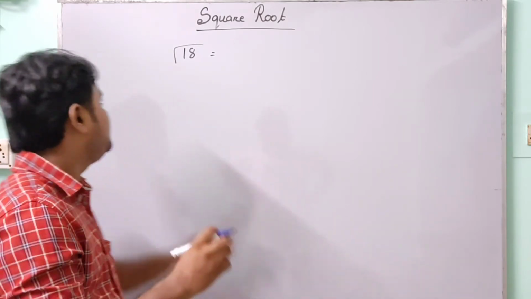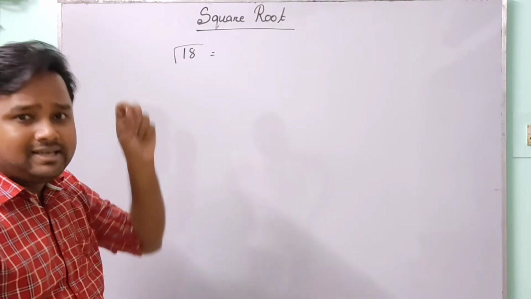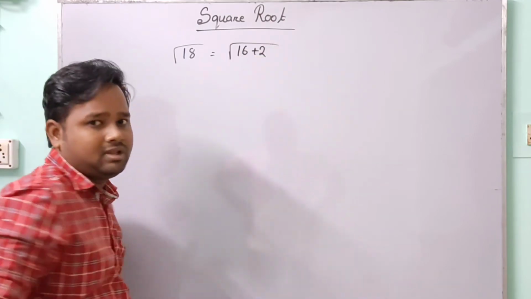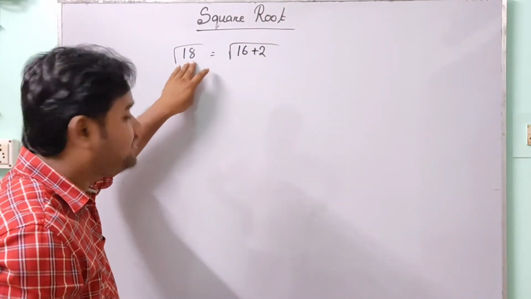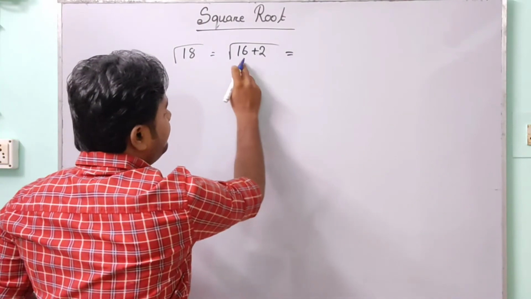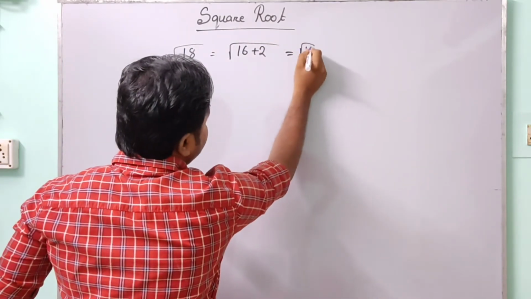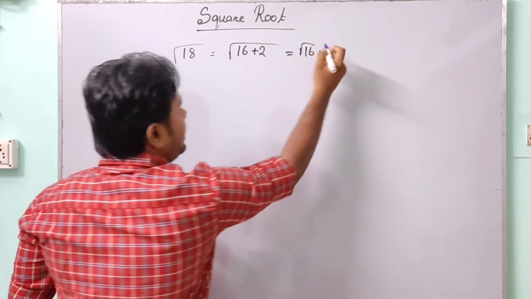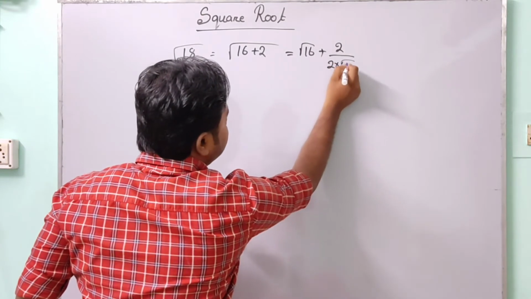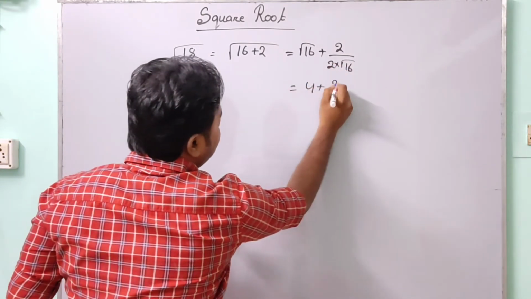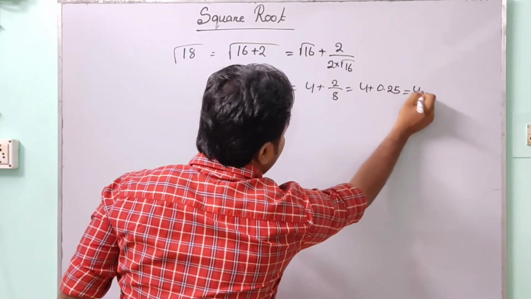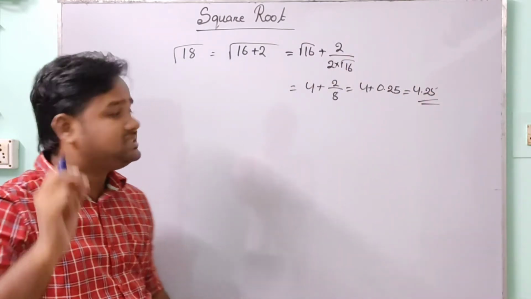We know near 18 the perfect square is 16, so I will write 16 plus 2. Clear? The next point is I will write the first number's root, the root of 16, plus the rest number, 2, divided by twice the root of 16. This is equal to 4 plus 2 by 8. So the answer will be 4 plus 0.25, which is equal to 4.25. It is an easy way.